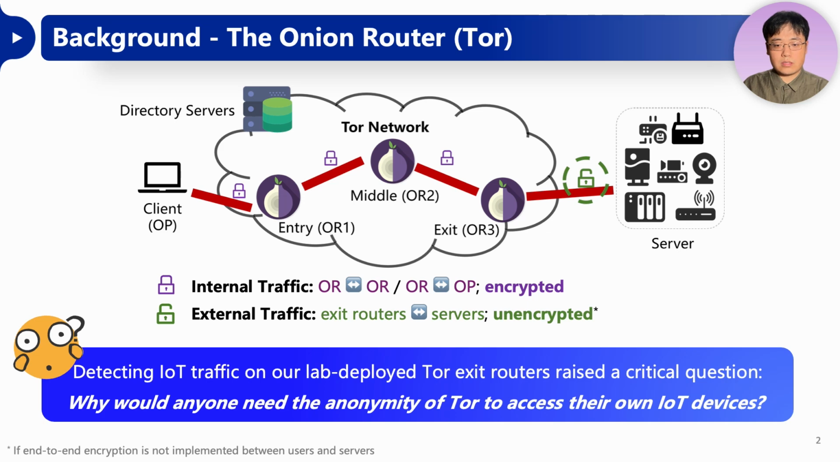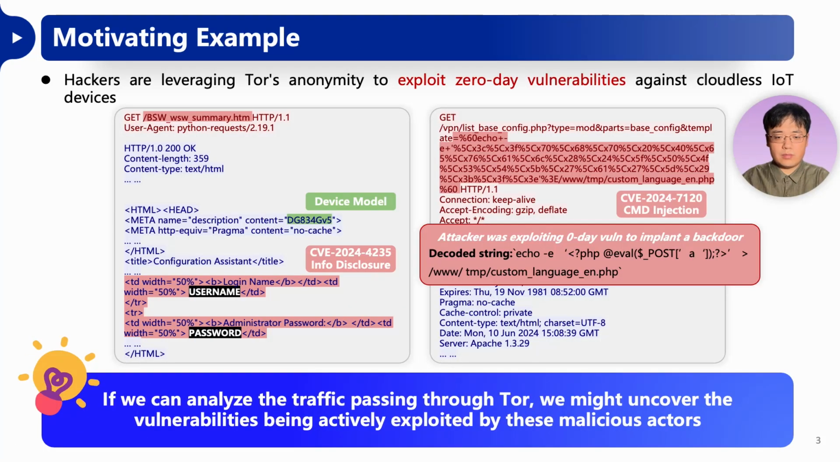Our laboratory ran several Tor exits, and when we detected IoT traffic on these routers, it raised a critical question. Why would anyone need the anonymity of Tor to access their own IoT devices? Our investigation into the traffic revealed a concerning reality. To avoid detection, hackers are leveraging Tor's anonymity to exploit zero-day vulnerabilities against cloudless IoT devices.